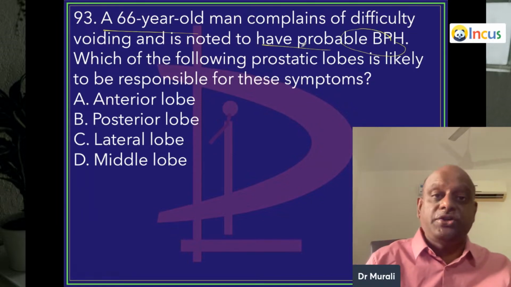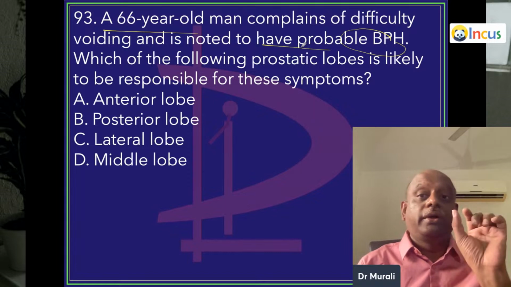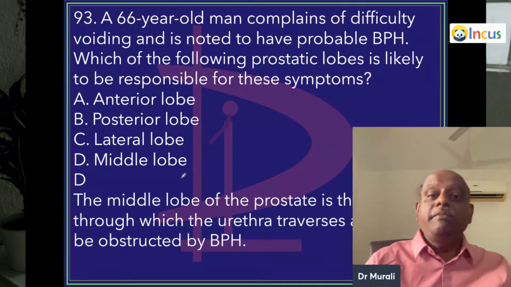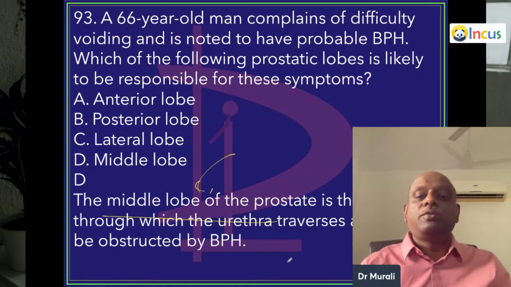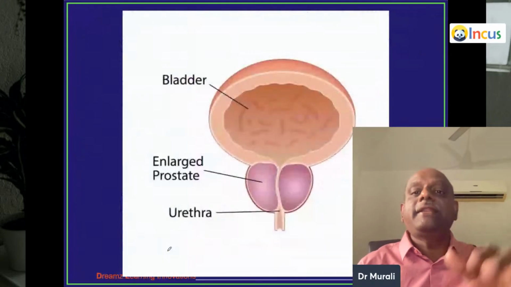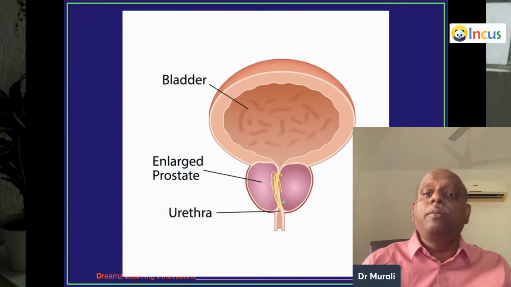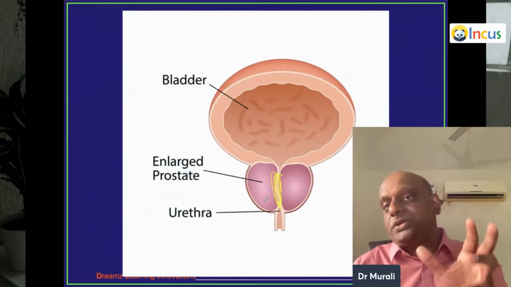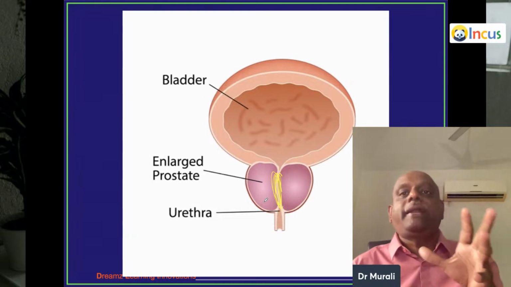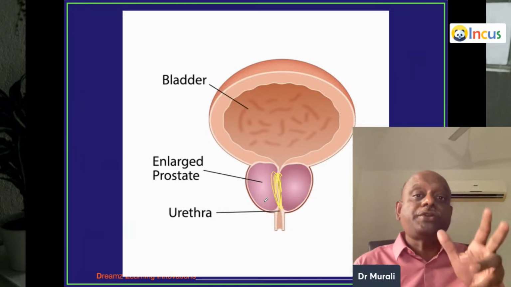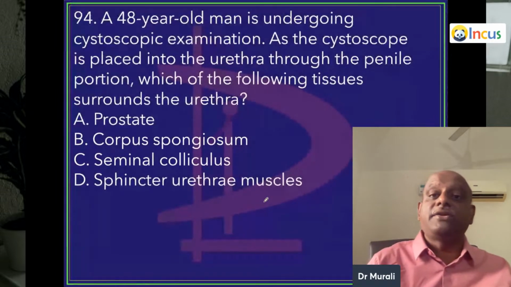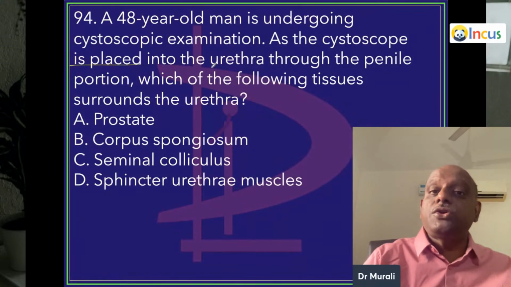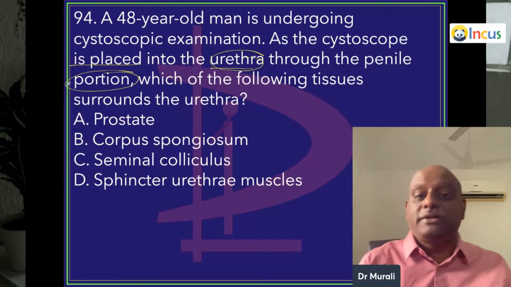66-year-old has BPH. So typically, it is the middle lobe of the prostate through which the urethra traverses, and it is obstructed in BPH. Through the middle lobe, it will be passing. So all the lobes of the prostate, BPH, prostate carcinoma, one of the favorite areas. You pass the cystoscope in the urethra through the penile portion.